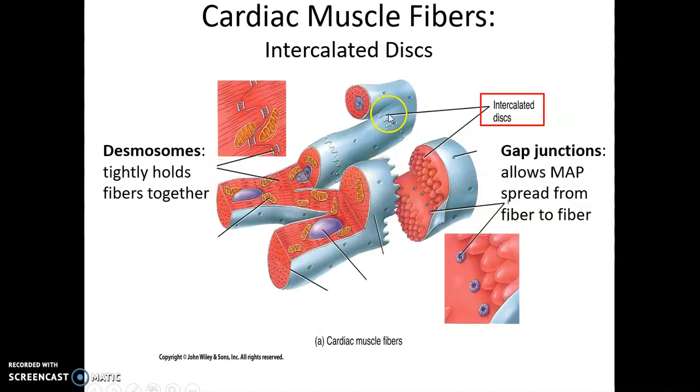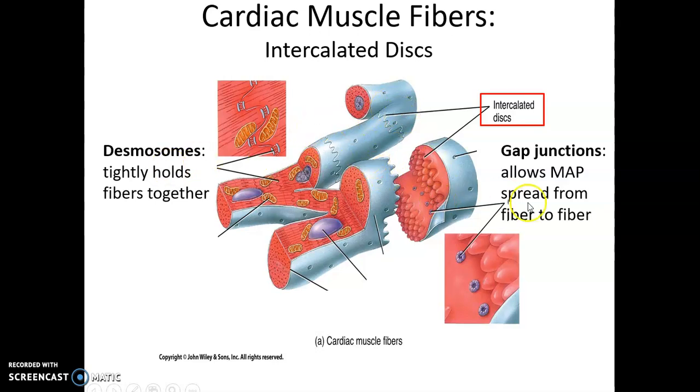The intercalated discs, if you look at them closely, are composed of desmosomes and gap junctions. Desmosomes act like rivets. They're dense protein structures that hold the fibers together very powerfully to prevent them from separating. And this is important because we don't want the tissues of the heart to break apart during the beating of the heart.